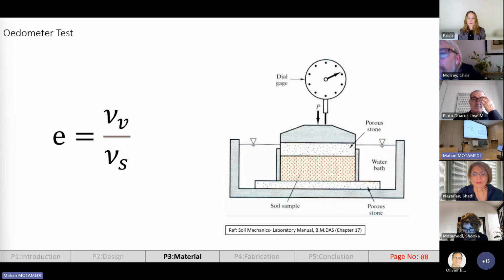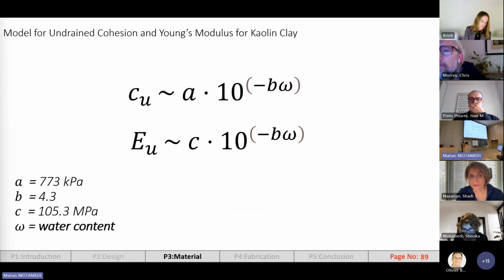The oedometer test is a standard geotechnical experiment which measures the consolidation of the soil, and it tells us how compactable and compressible our material is. And the first formula used in this test measures the volume of the voids over the volume of solids. Based on this geotechnical test, we have achieved two models for evaluating on-grain cohesion of the specified Calvin clay and Young's modulus of the specified Calvin clay as a function of its water quantity.